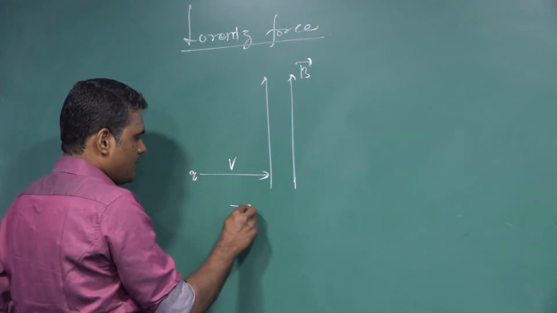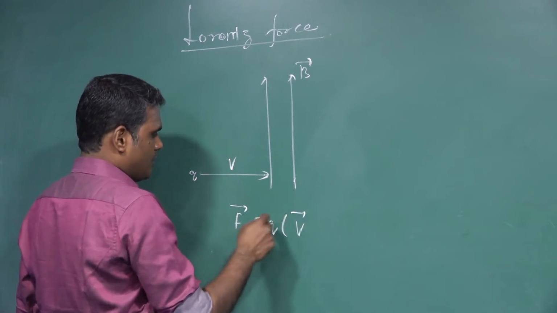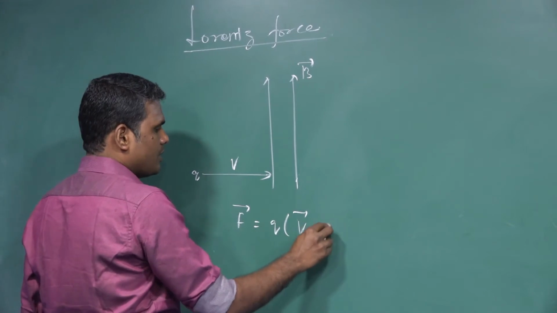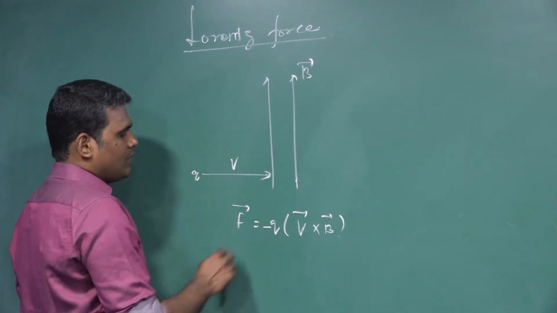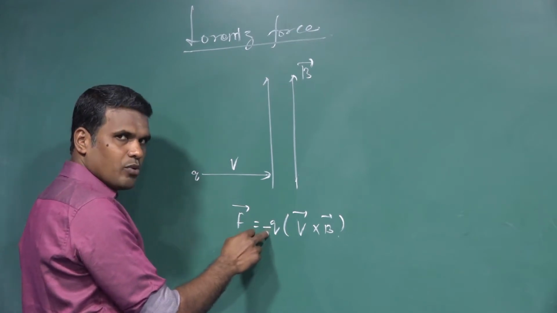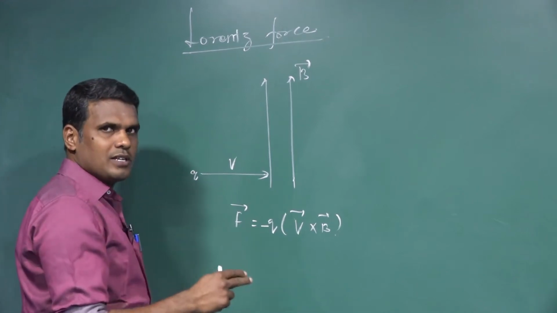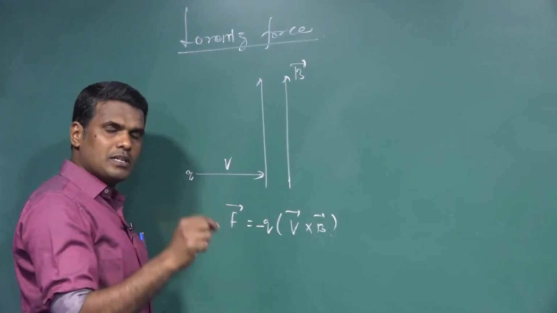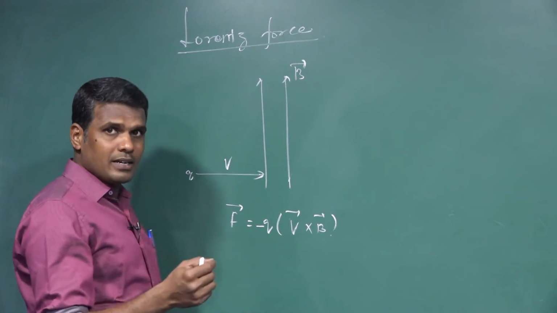And the force experienced by the charged particle can be given by the expression in vector form: F vector equals q into v vector cross B vector. If the charged particle is negative, then we have a negative sign over here. What will be the difference between the movement of these two charged particles? Both the charged particles, plus q as well as minus q, will describe a circular path. But there is a marked difference.